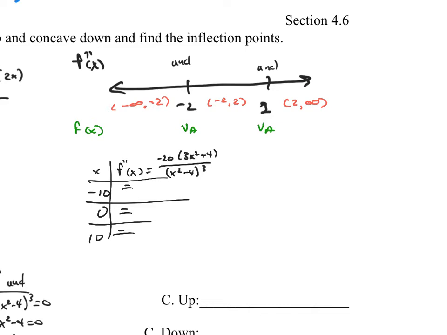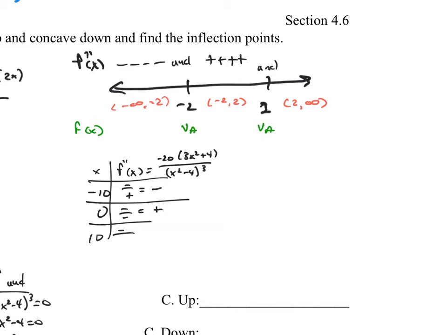-10 squared minus 4 would be a positive number, cubed would be a positive number. So a negative over a positive is negative. So my test point was negative. Every point must be negative in that interval. Again, at 0, the numerator has to be negative. 0 squared minus 4 would be negative. Cubed is negative. A negative over a negative is positive. So for that entire middle interval, the second derivative must be positive.